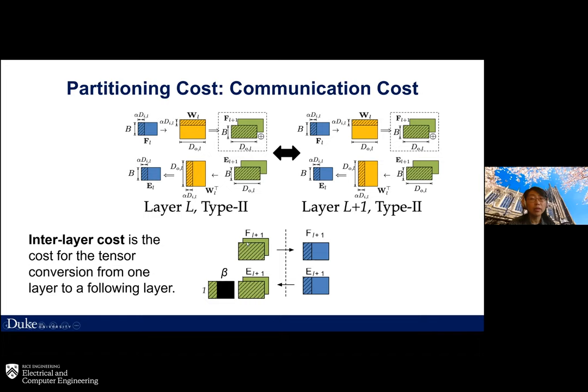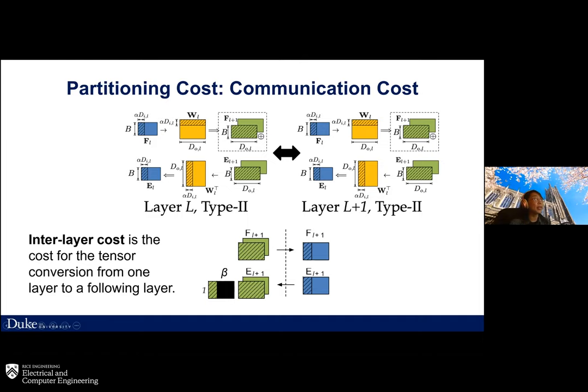It's a portion of the output feature map produced by layer L, so it doesn't involve actual communication cost. For back propagation, however, the E(L+1) from accelerator A, for example, can contribute only a partial of this, right? So in fact, this in black indicates the hole, the missing part that has to be grabbed from other accelerators. So this can be taken as the inter-layer cost.